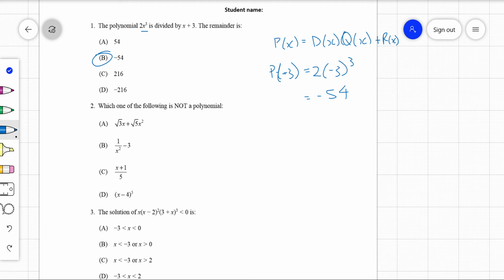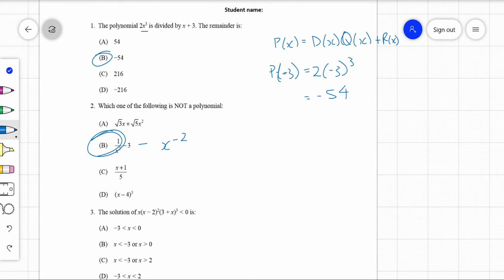Which one is not a polynomial? They don't let them trick you with the coefficients. Root 3 is just the coefficient, root 5 is the coefficient, that's fine. We cannot have this one because it's x to the negative 2. So no negative powers, only integer powers as well. So that one is definitely not allowed.